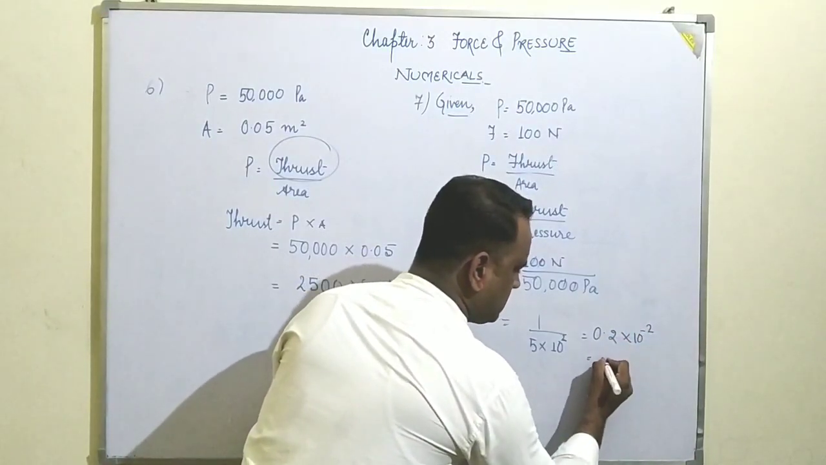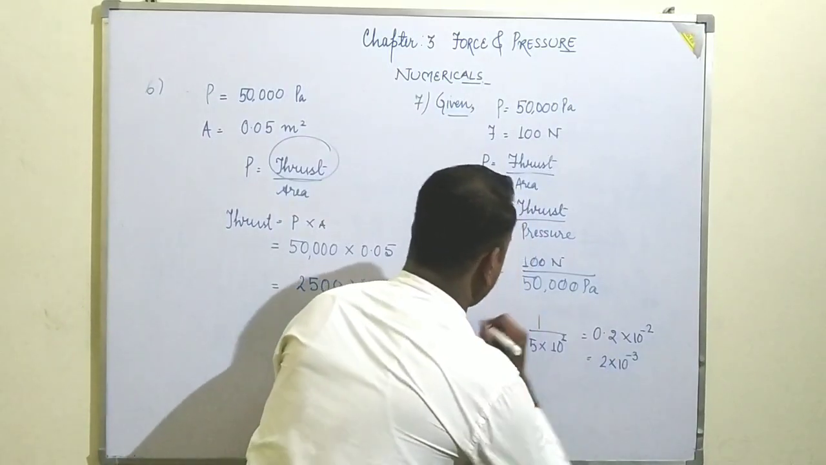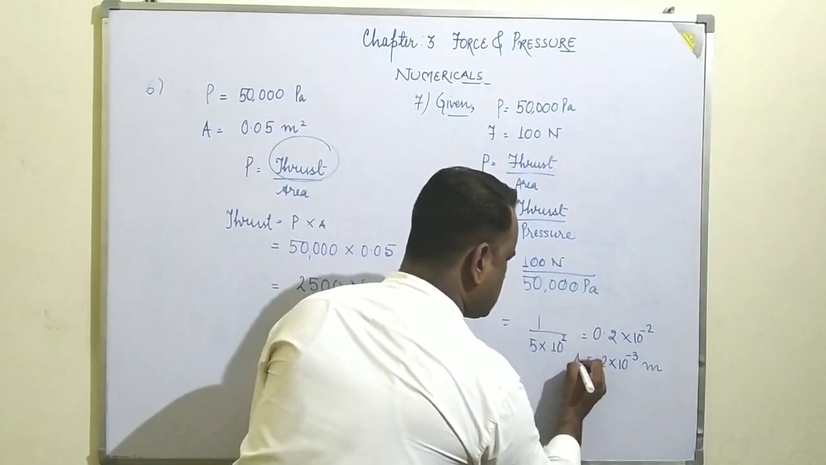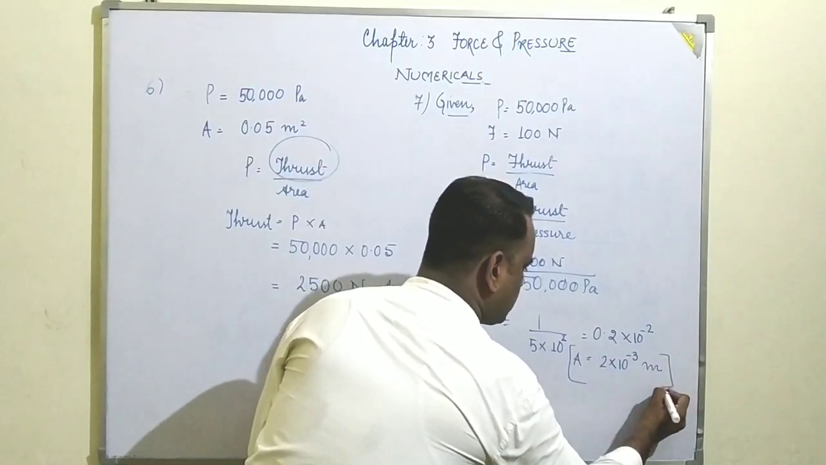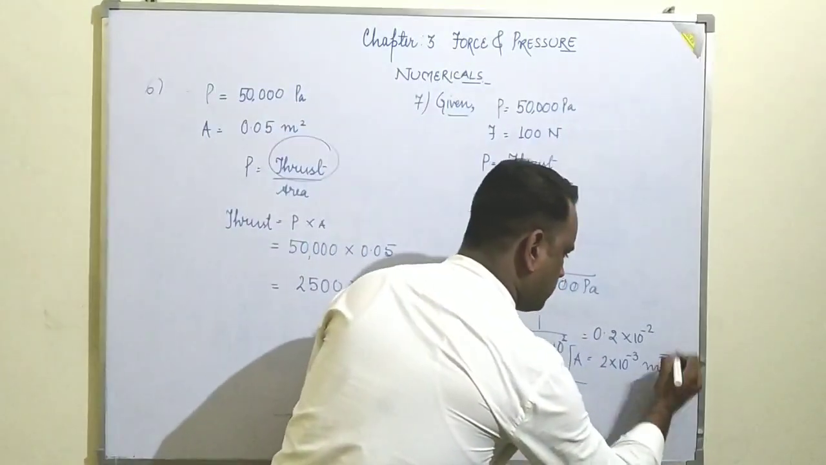If we remove this decimal, then it will be 2 into 10 to the power minus 3, and the area is in meter. So the answer will be area is equal to 2 into 10 to the power minus 3 meter square for this question.